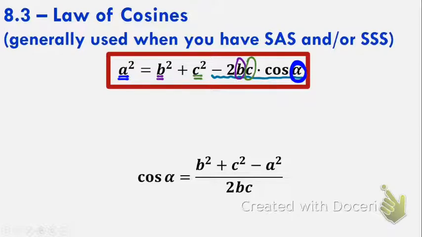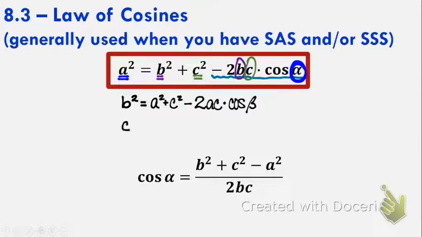The other 2 variations of this, I'm going to go ahead and write them down. Again, I wouldn't memorize these. If I'm looking for B, I would have B squared equals, if I'm looking for B, that means I have to have what? A and C, so A squared plus C squared. And then it's always minus 2 times these other pieces. It's going to be minus 2 times what? AC times the cosine of beta, whatever's across from what I'm looking for.